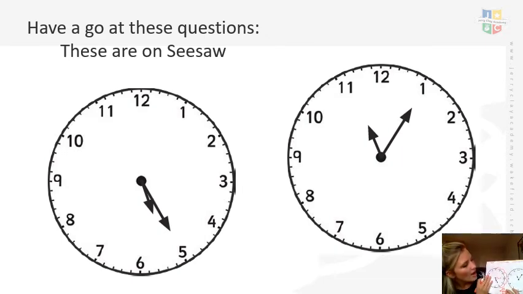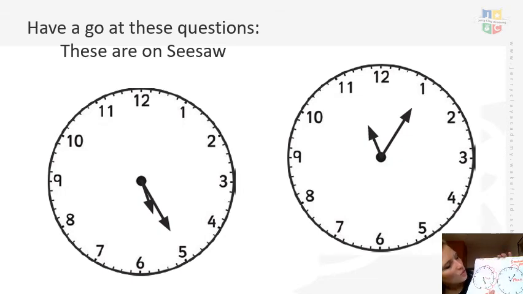If we have a look at our next clock, again, we need to first of all look at our minute hand. Is it on the past side or the to side? Brilliant, it is on the past side. So, I can now start from my 12. I put a little dot on my 12. And I can count in 5s. As it is only at the 1, which obviously is 5 minutes, I can say it is 5 minutes past.